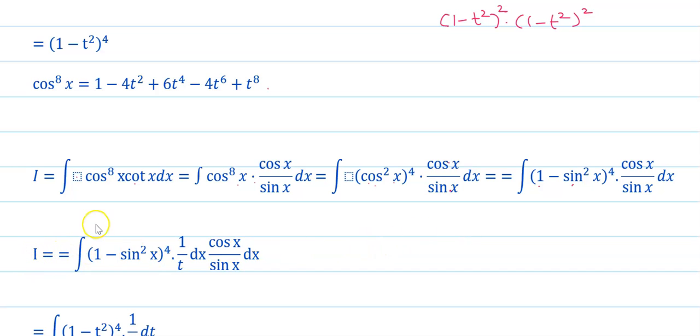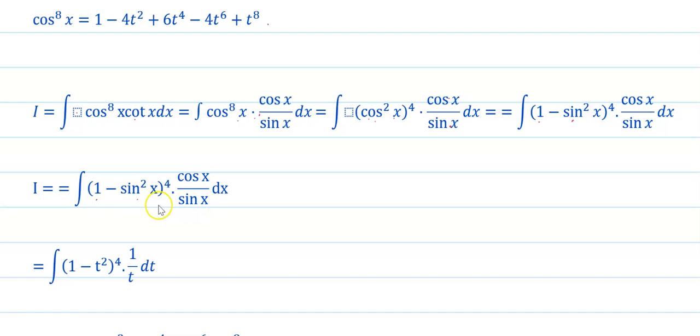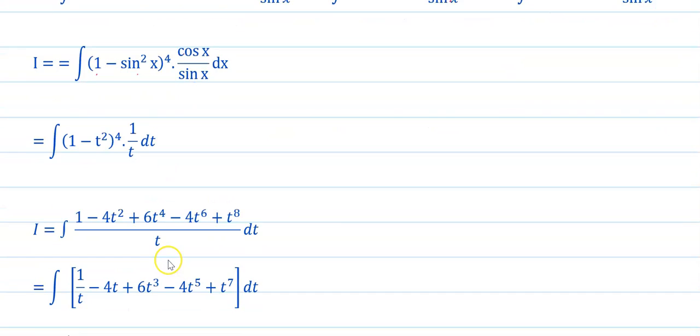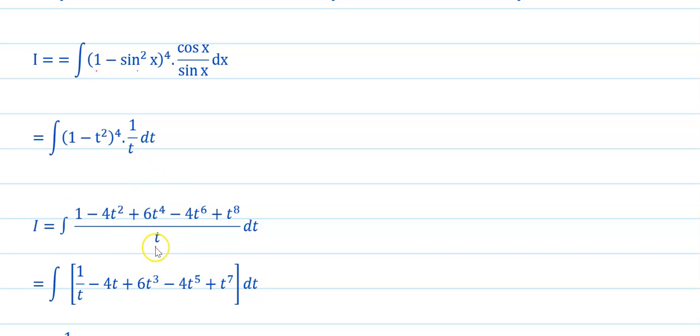Next, therefore I is equal to the integral of 1 minus sin square x. Now the substitution: sin x is t. Again see this here, 1 minus t square, bracket raised to 4, and 1 upon sin x means 1 upon t. Cos x into dx is dt. Expansion of this upon t. Now the integral of 1 upon t, minus 4t square upon t means minus 4t, 6t raised to 4 upon t gives 6t cube, minus 4t raised to 6 upon t gives minus 4t raised to 5, t raised to 8 upon t is t raised to 7, bracket complete, into dt.